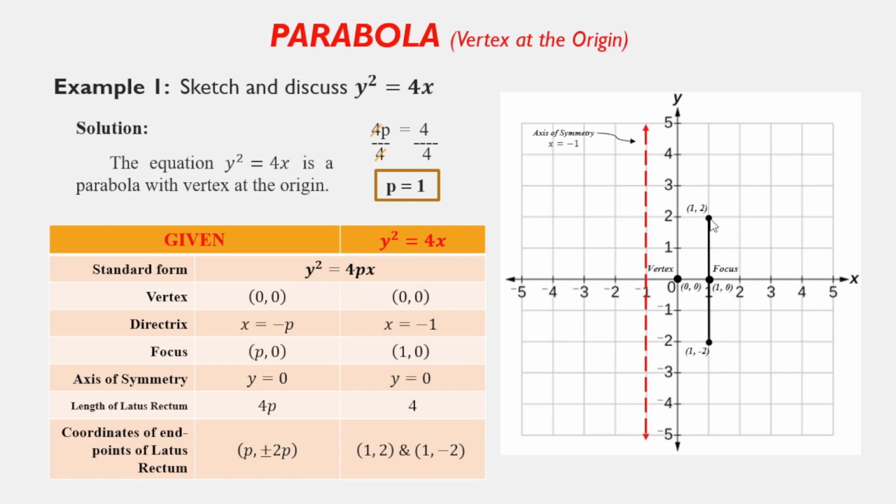Remember that the latus rectum passes through the focus and is perpendicular to the axis of symmetry. Then we plot the coordinates of the endpoints of the latus rectum, (1, 2) and (1, -2). This is now the location of the endpoints of the latus rectum. Since the length of the latus rectum is 4 units, we can now graph the equation y squared is equal to 4x.